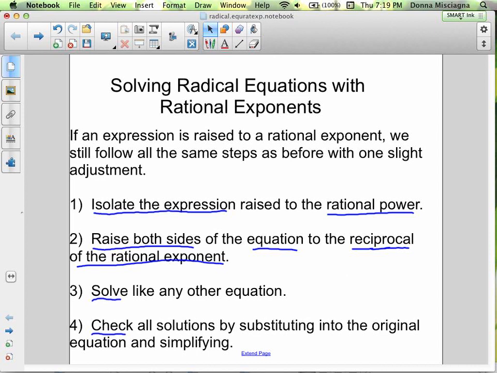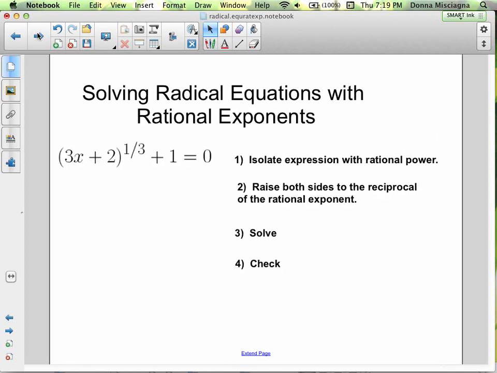Then we'll solve just like any other equation, and we'll check all our solutions by substituting into the original equation and simplifying. Sometimes we'll have to rewrite something that's in a rational exponent and change it into a radical because it's easier to evaluate. These actually aren't really that difficult once you get the hang of it. So let's take a look at our first one.